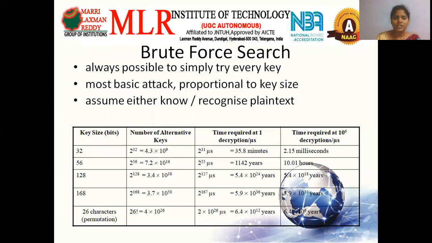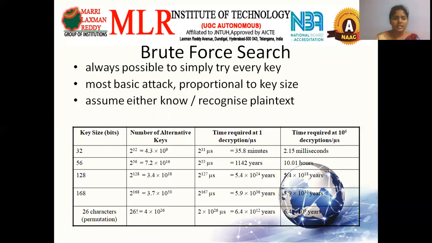The second approach is brute force search. It is always possible to simply try every key. Here the attacker will try all the possible keys. If it is 2 power 32, he will calculate all that number of alternative keys and try to use them to break the code. The basic attack effort is proportional to the key size. Assume either known or recognizable plain text.